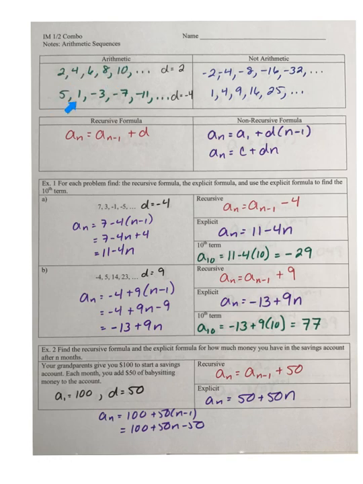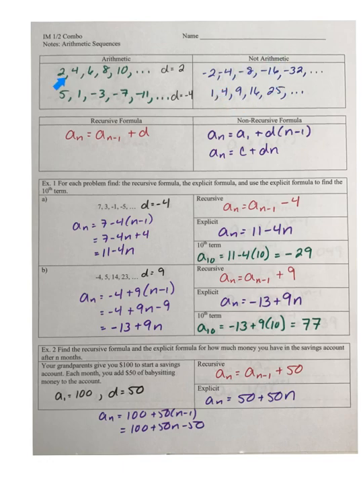We have 5, 1, -3, -7, -11. These two sequences are arithmetic. These are sequences. They do follow a pattern. So -2, -4, -8, -16, -32, 1, 4, 9, 16, 25, but they do not follow an arithmetic pattern.